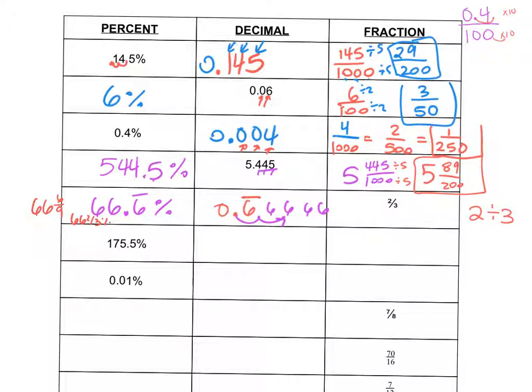So when you have a percent, you're going to move 2 to the left. So your decimal is 1.755. Now that you have that as a decimal, so it would be 1 and 755 over 1,000, which then can be simplified. If we divide the numerator by 5 and the denominator by 5, what do we get?